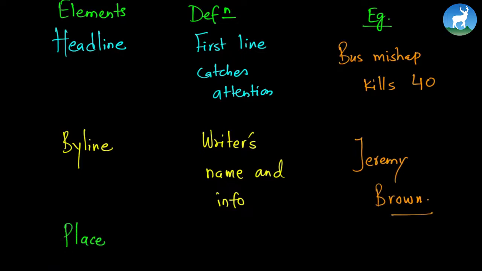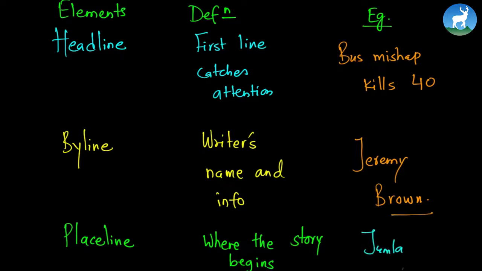Then comes the place line. What is a place line? Place line is where the story takes place, where the story begins. So it could be any place in the world. It could be Jumla. It could be Kathmandu. It does not matter. Let's summarize. Let's go on summarizing, starting from elements, then definition, and some examples if examples are necessary.